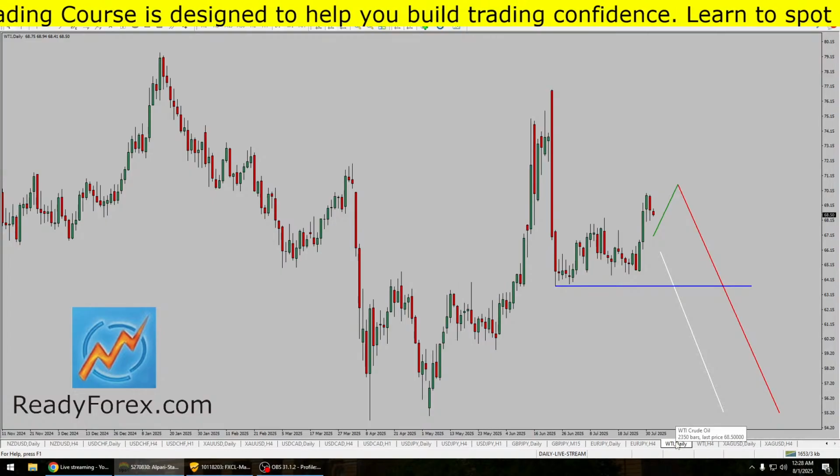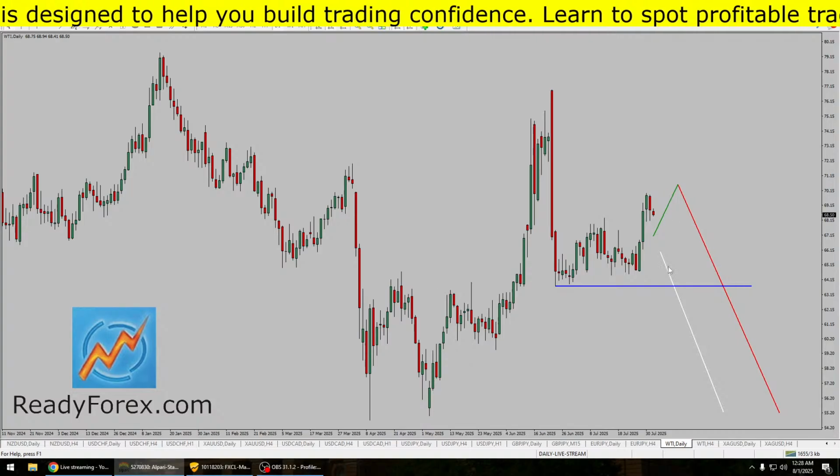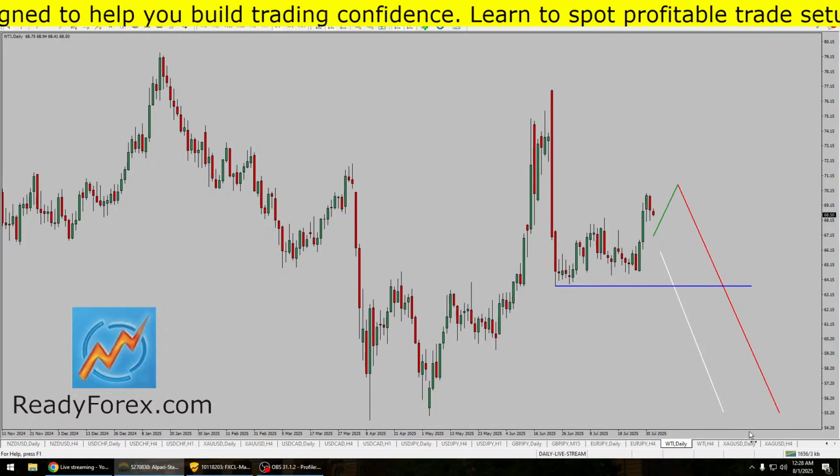Next one is the WTI crude oil. Crude oil, the trend is down as you already know, but on a short-term basis, the market is going to rise up.